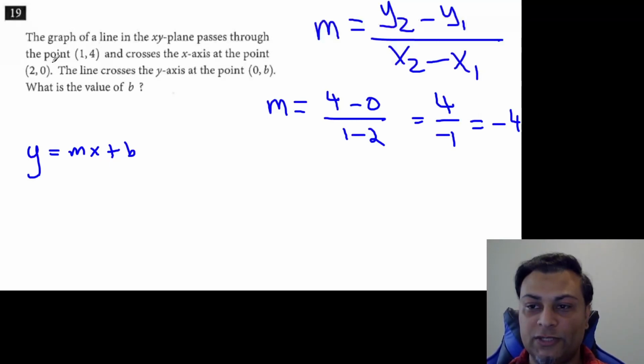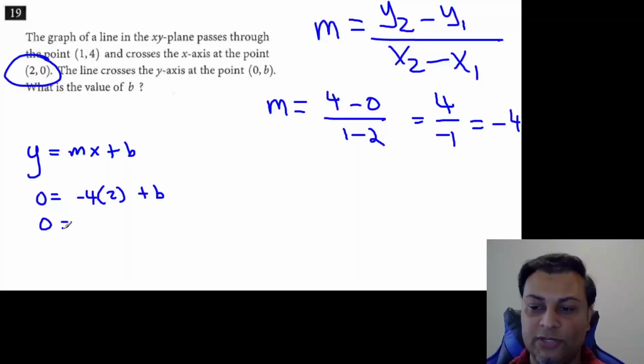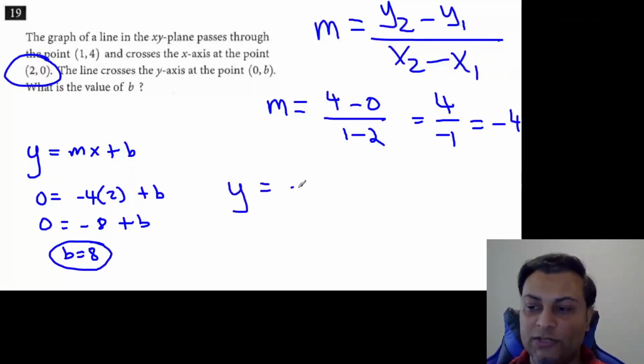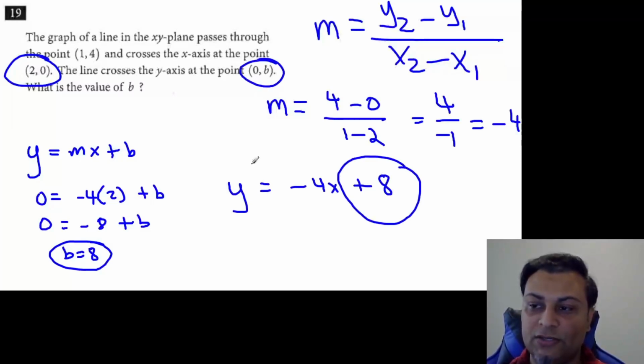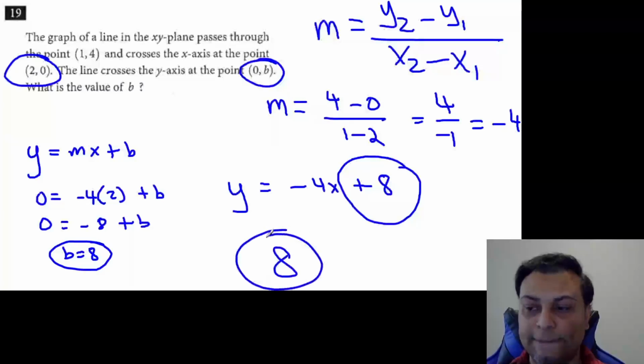If we use this point, for instance, you can use either point, you get 0 equals m times x, negative 4 times 2, plus b. That's 0 equals negative 8 plus b. And then you get b equals 8. So the equation is y equals negative 4x plus 8. And the y-intercept is 8. So the final answer is 8.